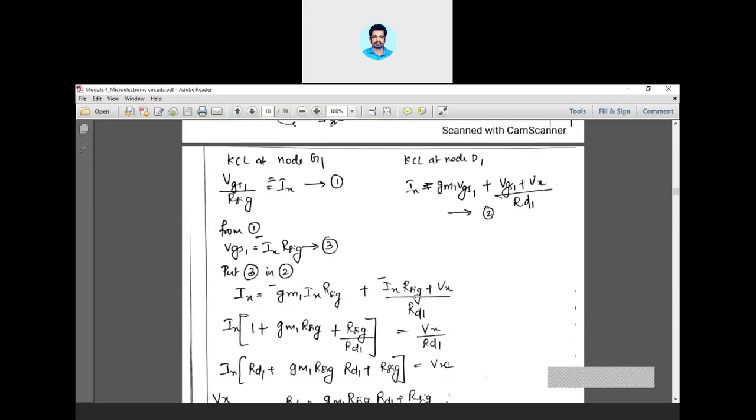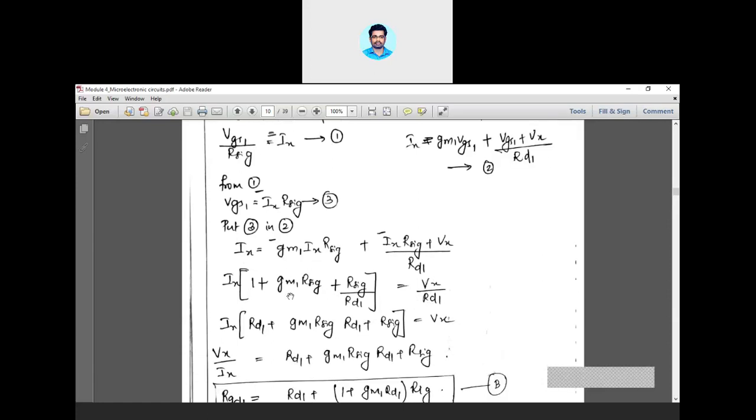Now all the terms having Ix you can take to the left side, and the only term with Vx is Vx by Rd1, which you can keep on the right side. Now take Ix common here and take the LCM. Rd1 will be the LCM, so you multiply this Rd1 with these two terms. Inside the bracket you will have Rd1 plus Gm1 Rd1 into Rc plus Rc, whole divided by Rd1. That Rd1 and this Rd1 will get cancelled. Here also you have Rd1, and when you take the LCM with Rd1, these two Rd1s cancel each other. So that is this equation.